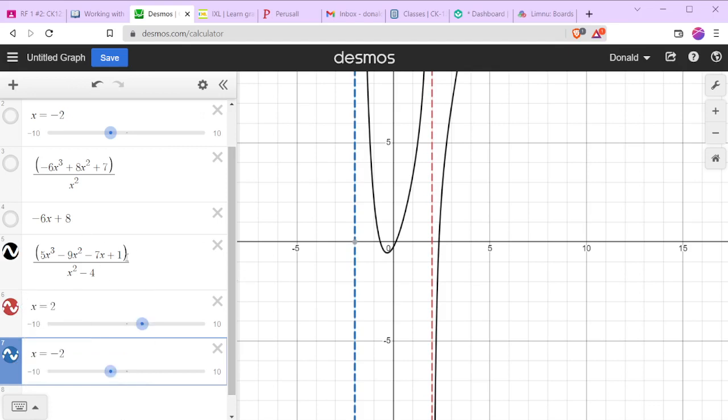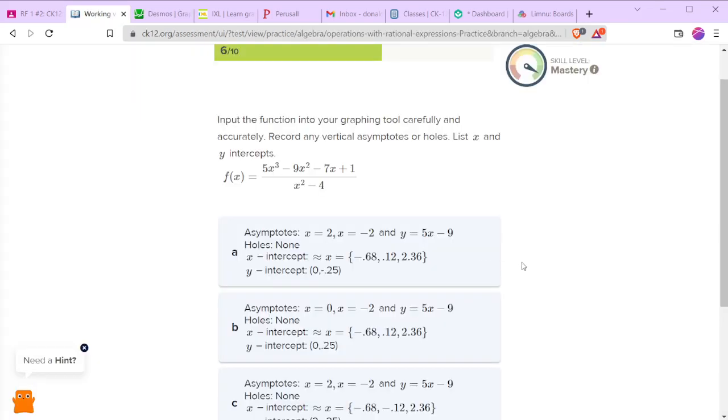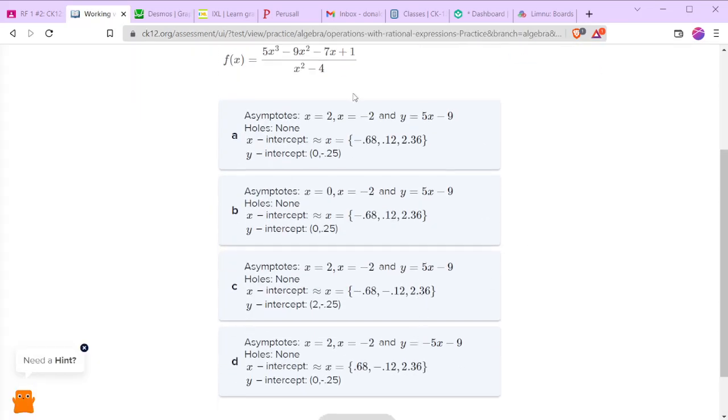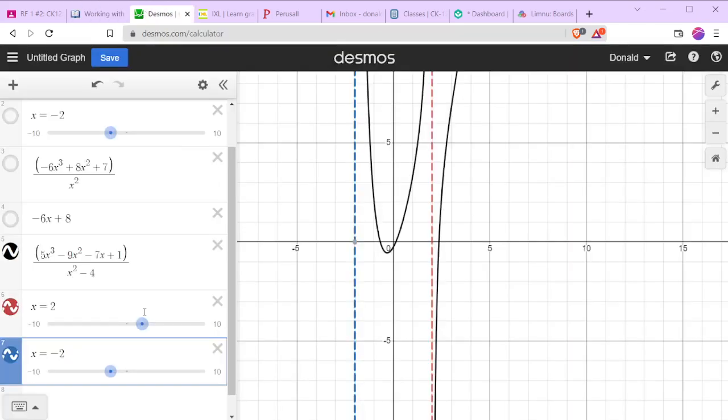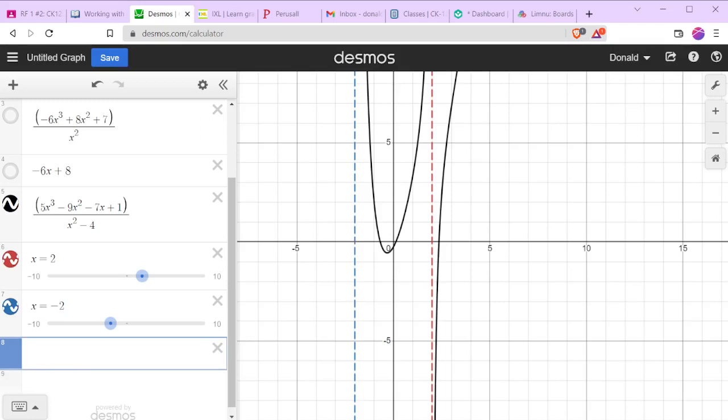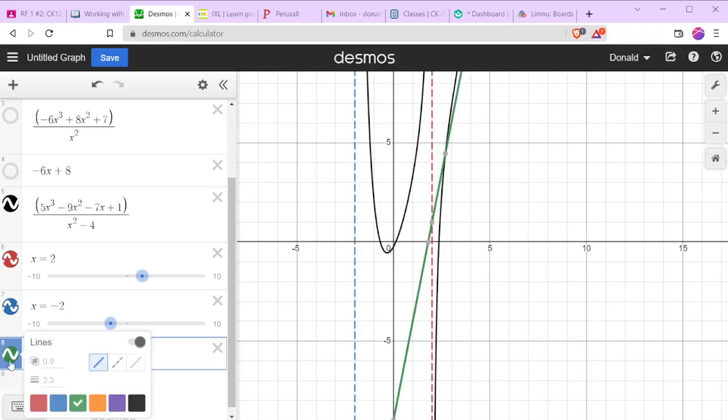They can't, because if they did, our constant in the numerator would have 2 as a factor, and it does not. So we're going to have x equals plus or minus 2. That gets us A, C, or D. And our slant asymptote seems to have the positive slope, so that's the 5x minus 9. You can see that going through here.